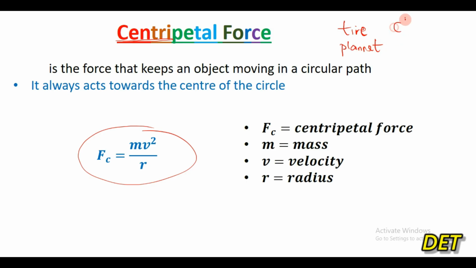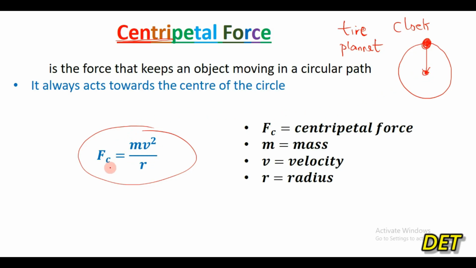Even the hand of a clock, the minute hand, the hour hand, and the second hand, they are all moving in a circular path. And there is a force that keeps them moving in that circular path, and that is the centripetal force, right? So centripetal force is the force that keeps an object moving in a circular path, and it is always directed towards the center of the circle. So if this is a circle and this is an object moving in this circular path, the centripetal force is always directed towards the center of the circle, right?